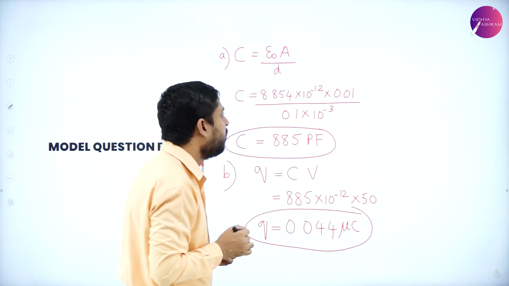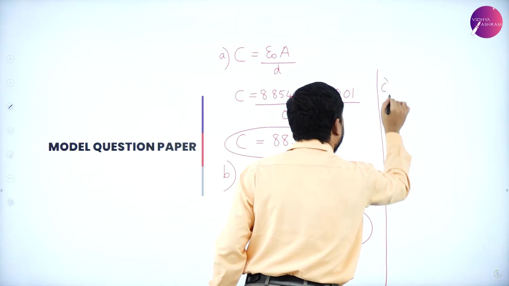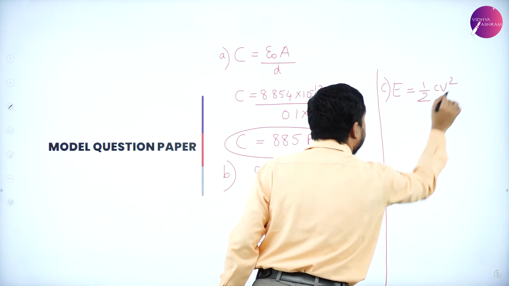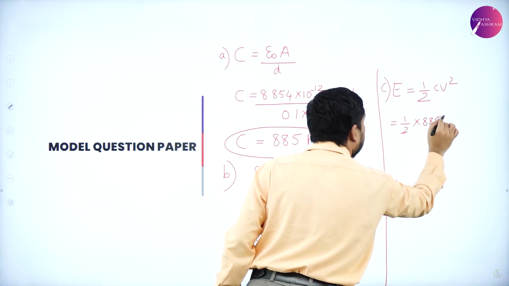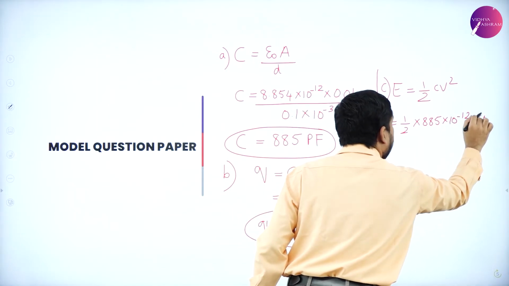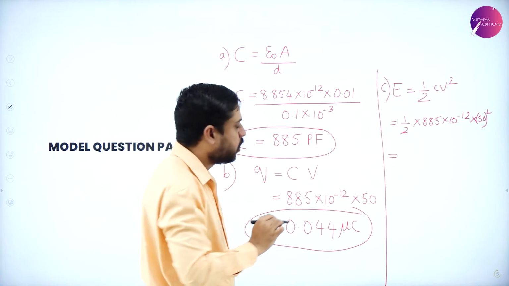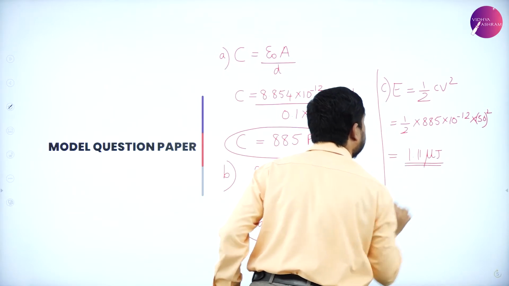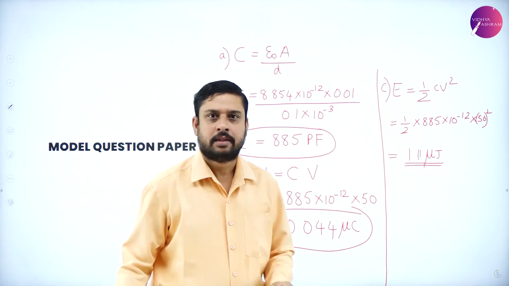And finally, we are asked to calculate energy. So energy stored is half CV square, 885 into 10 power minus 12 into 50 square. So this is equal to 1.11 microjoules. So this is the energy stored in the capacitor. The next one.